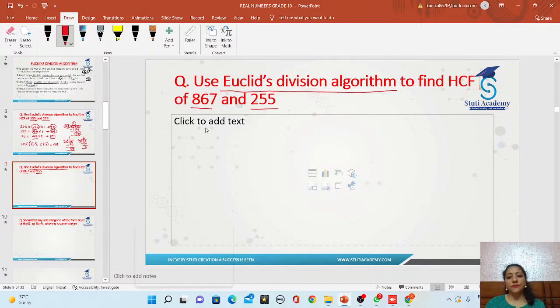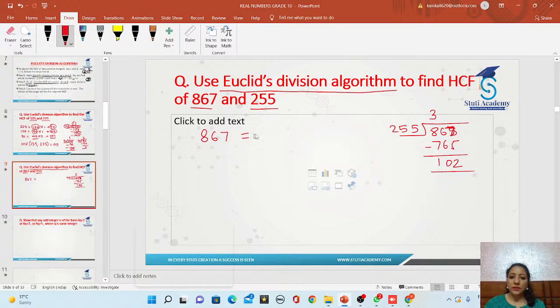So, 867, we can see it as bigger than 255. So I'm going to write here 867 and let's see, we'll divide it by 255. This is going to go 3 times and we'll get 765 here. So we'll get 2 here, then 0, then 1. So we are left with 102 as the remainder. So dividend is equal to divisor into quotient plus the remainder. So we have a non-zero remainder here.